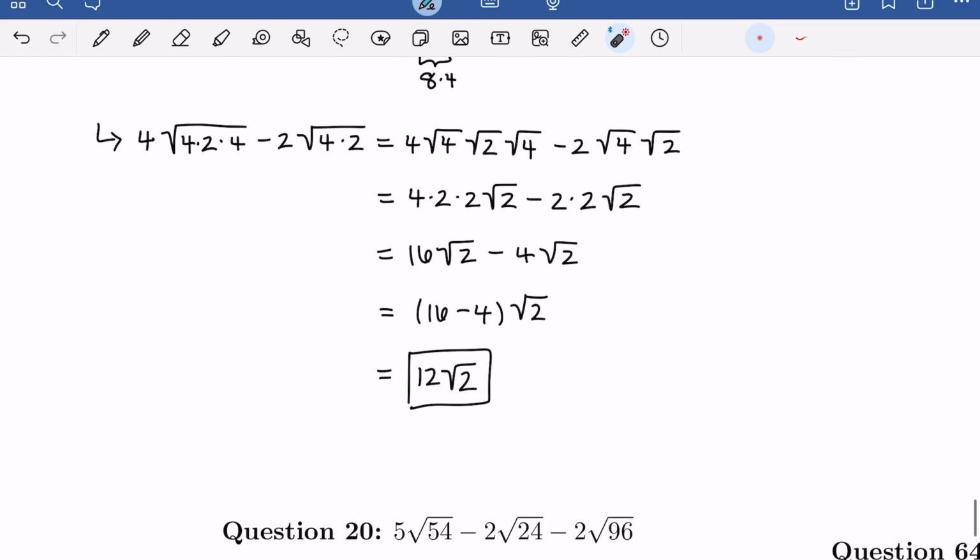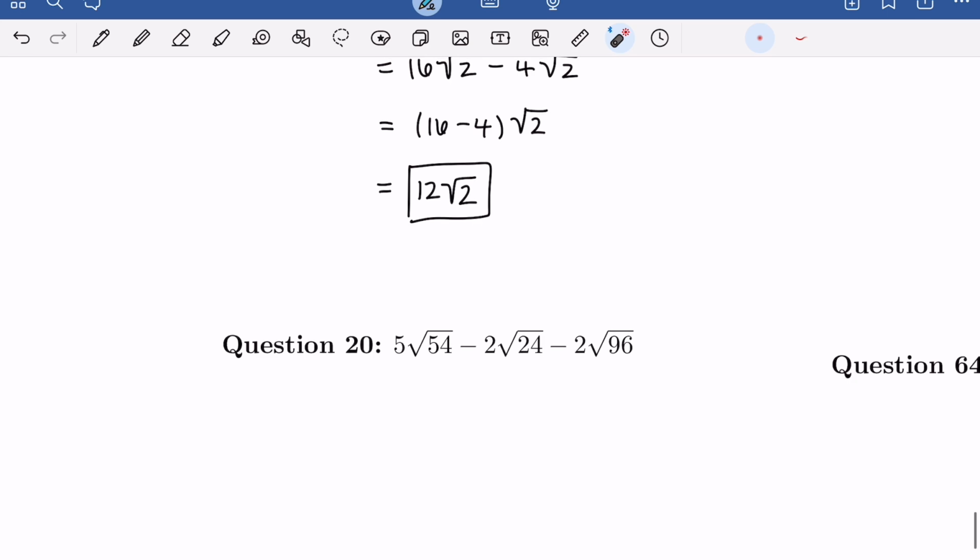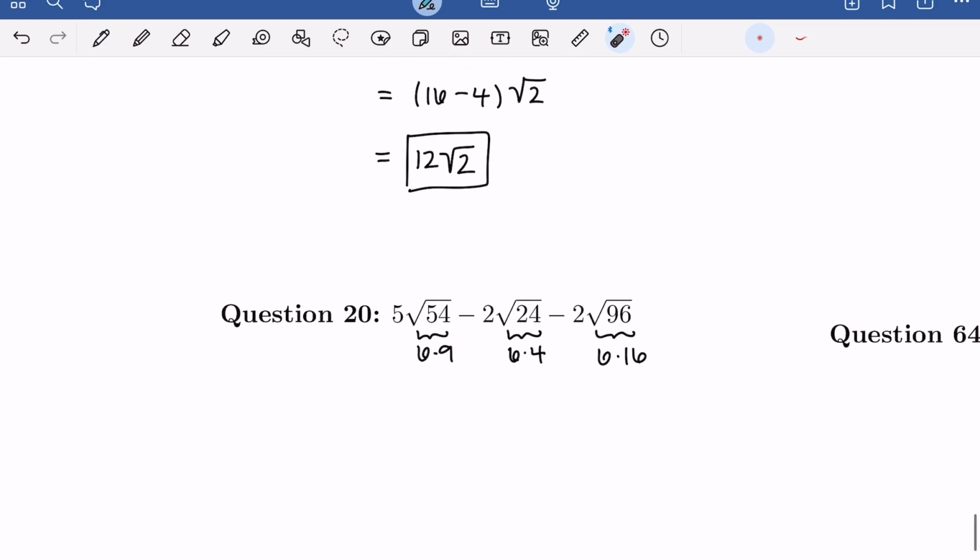All right, let's look at a similar example here. Now we're subtracting 3 terms, but we're going to use the same process here. So we know 54 is going to be 6 times 9. 24 is 6 times 4. And 96 here is the same thing as 6 times 16. Now, there are different factors of 54, 24, and 96, of course. We can break all of these guys up into smaller factors. But let's start with this for now.